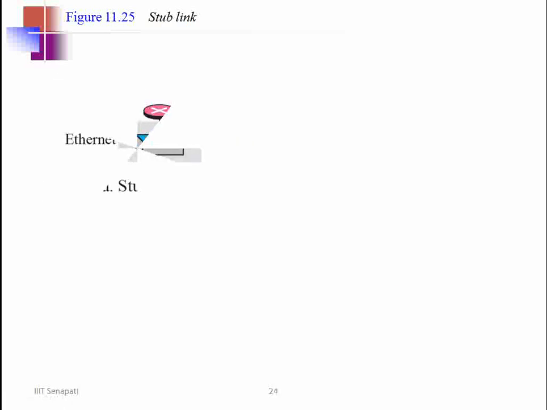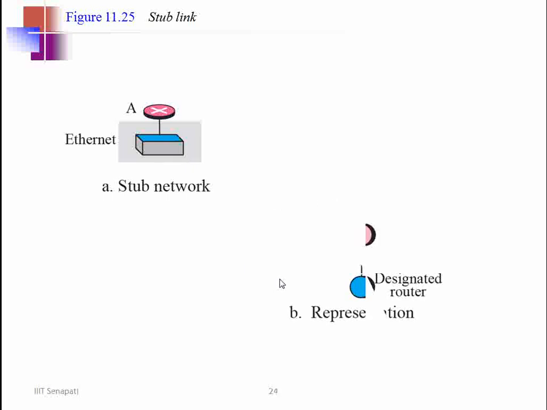Now we will see something about a stub link. You can see that when a network has a designated router, only one router, this network is a stub network, right? If they are connected to other networks also, that is a different thing. Then we will see other links, but here we have a designated router for this particular network, and we call it a stub link. In this way we represent it.